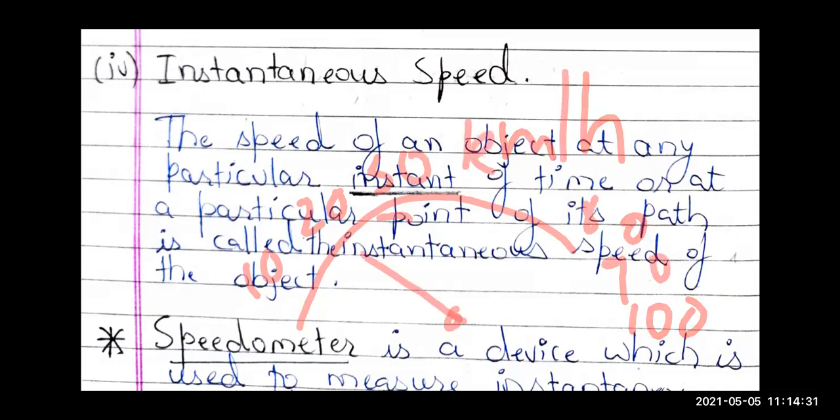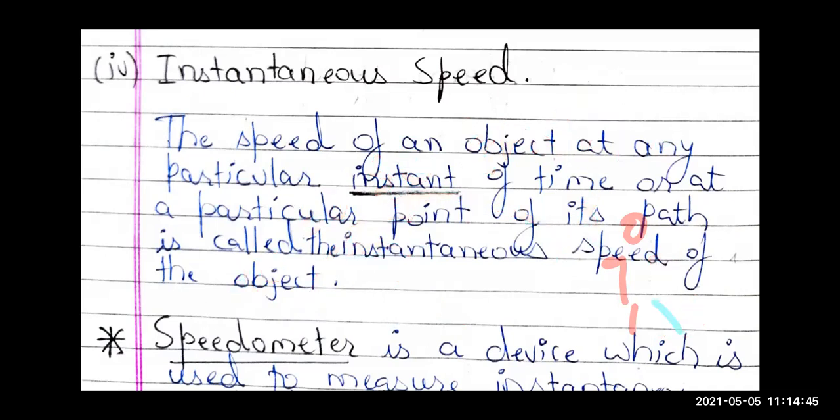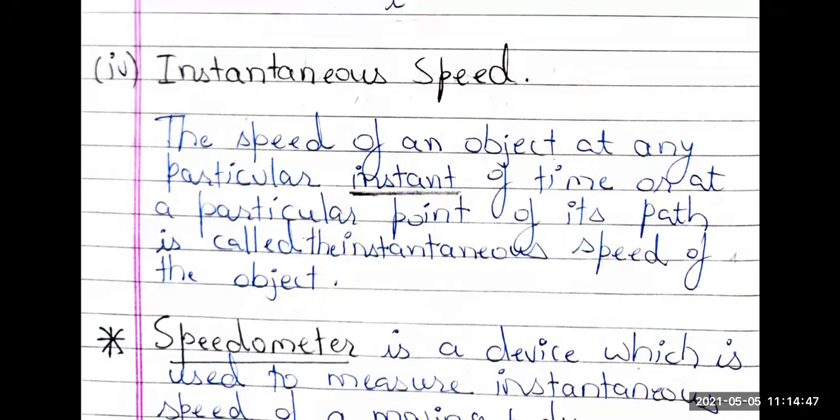And here you have a needle. This needle indicates your speed. Which speed is the needle indicating? That is indicating the speed at a particular point, at a particular time. So the speedometer of your vehicles shows you the instantaneous speed of the moving vehicle.